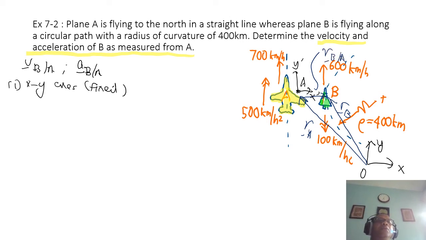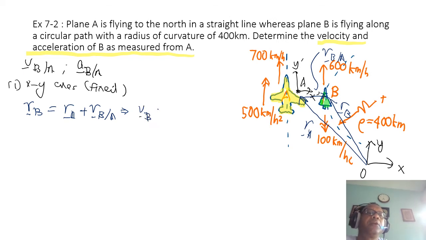So we wanted to find B relative to A. So the velocity of B. Position vector B is equivalent to position vector of A plus position vector of B relative to A. So from there you get the velocity equation.